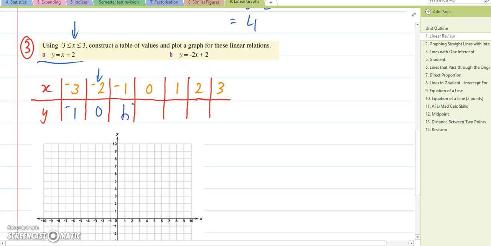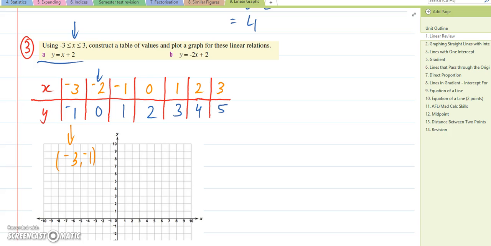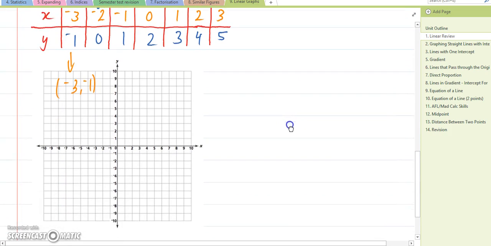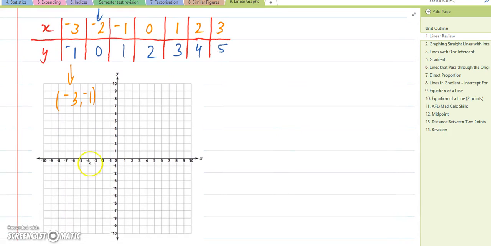Negative 1 plus 2 is 1. 0 plus 2 is 2. And you can see a bit of a pattern forming here. So these all become different coordinates. Our x value is on the top, negative 3, and our y value on the bottom there is negative 1. So our first point here is negative 3, negative 1, then negative 2 and 0, negative 1 and 1, 0, 2, and you can see a bit of a pattern forming here again.